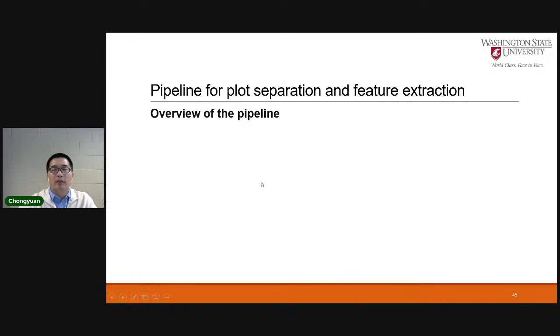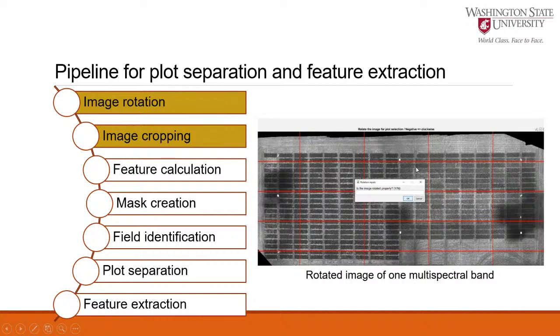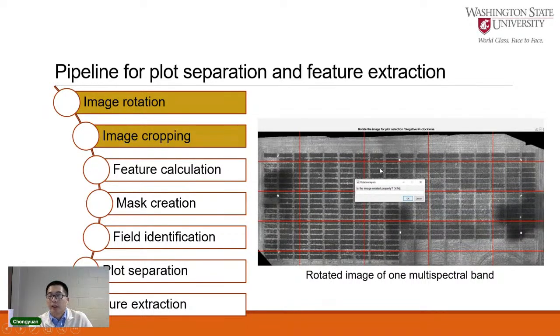So I will give a very brief overview of the pipeline before I go to the demo section. First, after you input information for the pipeline, the pipeline loads the figure, and it will show a window asking you to rotate the image. The reason to rotate the image is to make it easier for the plot separation. Generally, you need to enter a degree to make the rows look horizontal and the columns look vertical. You can try as many times as you want before you find a good result.